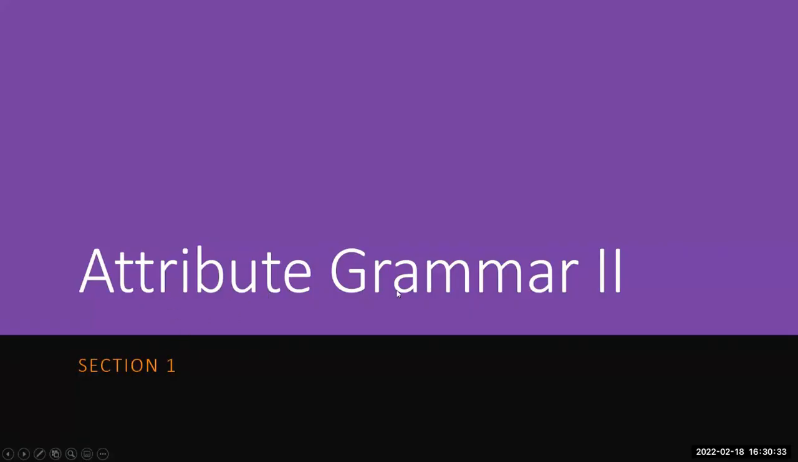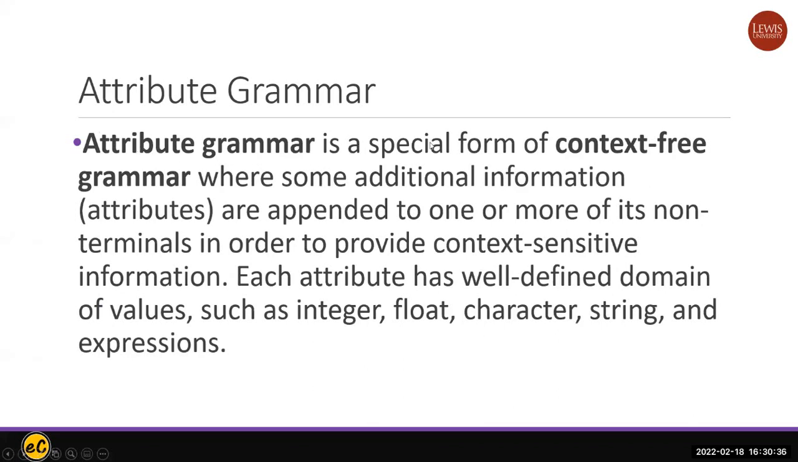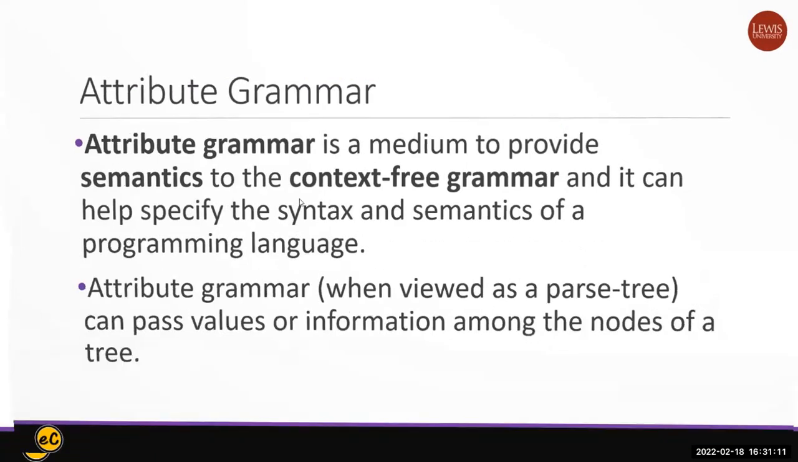So section two, attribute grammar part 2, okay. So attribute grammar is a special form of the context-free grammar. It's a decorated context-free grammar where some additional information, attributes, will be appended. So you may have error, you may have line number, you may have symbol table, you may have value, you may have another thing associated with the node, okay, appended to the terminal and non-terminal nodes in order to provide context-sensitive information. Each attribute has a well-defined domain of values. It may be integer, maybe float, maybe a function call, maybe some expression, okay, and may have line number.